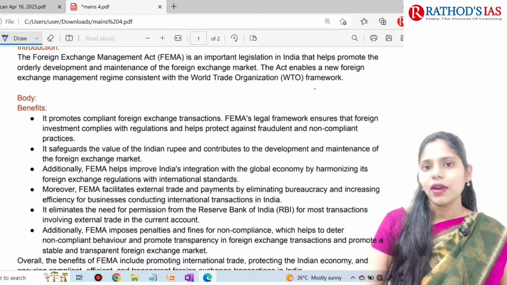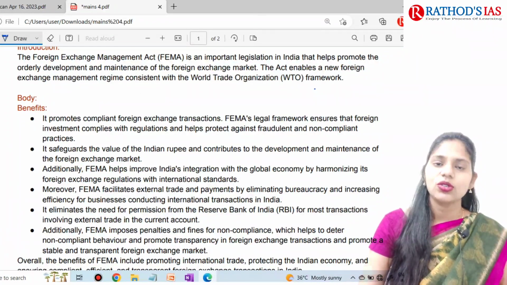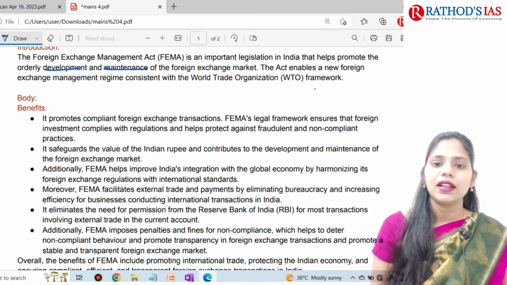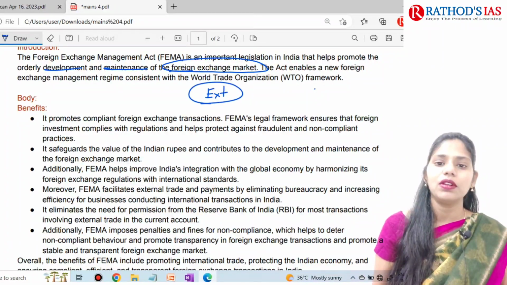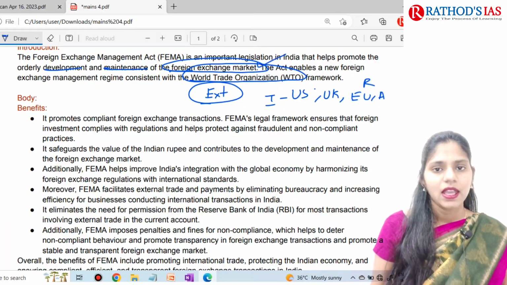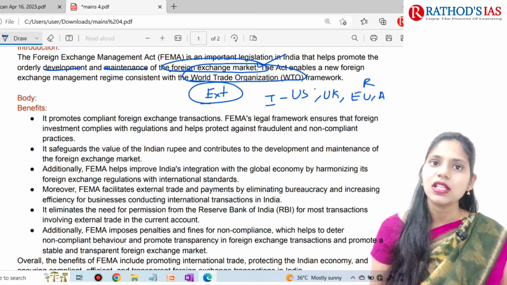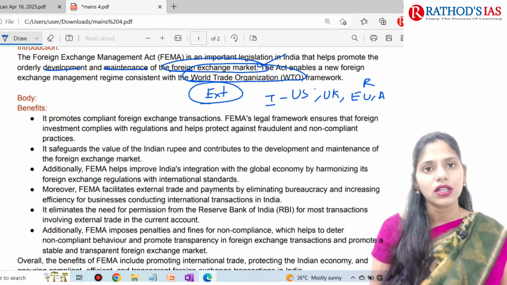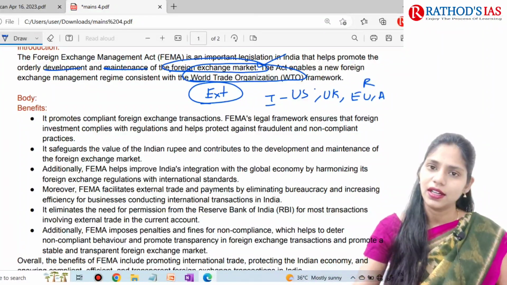In the introduction you can write about FEMA, that is the Foreign Exchange Management Act. It is one of the important legislations or acts in India. It promotes the development and maintenance of the foreign exchange market. If you are talking about external trade, that means trade between different countries, India-US, India-UK, India-European Union, Australia, Russia, etc., we have to follow WTO guidelines. So this FEMA will help us manage our foreign exchange according to the WTO regime. In this way you can also give a note on WTO in the introduction. It is a very simple introduction.